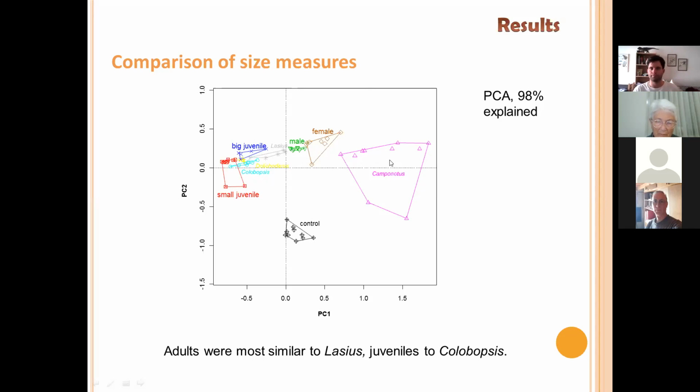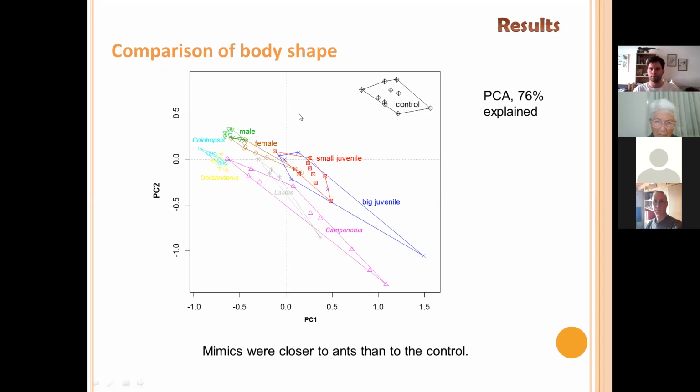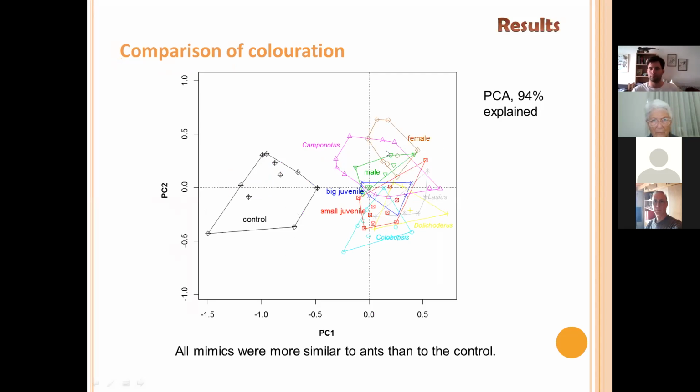And finally, we compare the coloration. And what we see again is that the coloration of all these mimics and models is very much different from the control, because all these mimics and models are basically almost black with some white spots only. And we can see also some overlap, for example, females are overlapping mainly with Camponotus and males with Lasius ants.